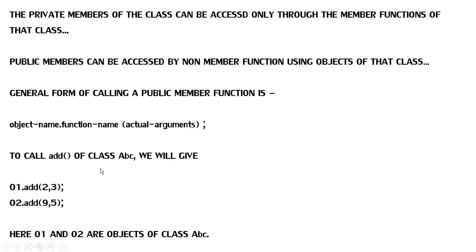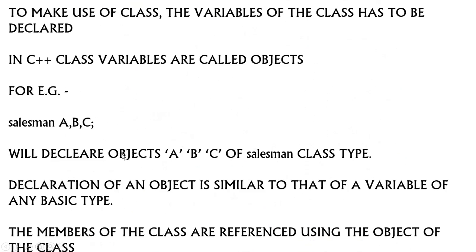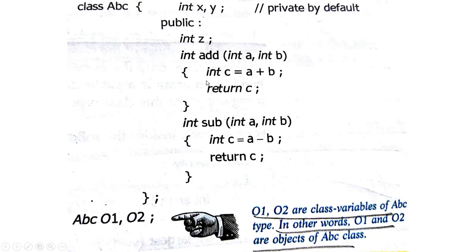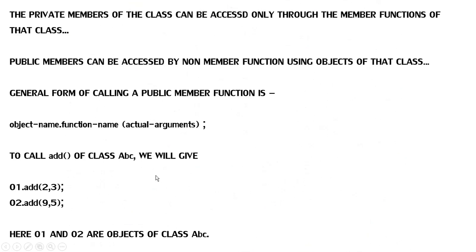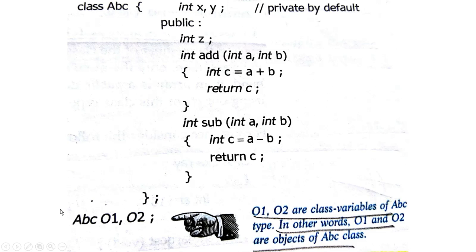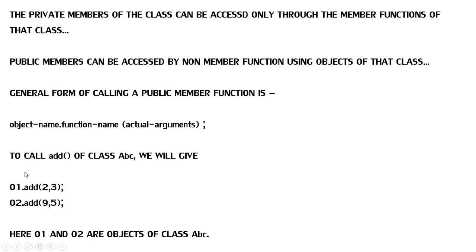Now for example, if you want to call the function add of class ABC, then we'll give this output. So here is the function add, see here, of class ABC. This is a public function. To call it, we'll use the object. And here we have objects O1 and O2. You can see we have created the objects here. So just write the name of the object first, then give dot, see here, and then give the function name. The function name is add, and then give the parameters which you want to send.